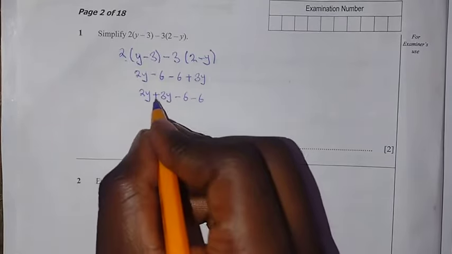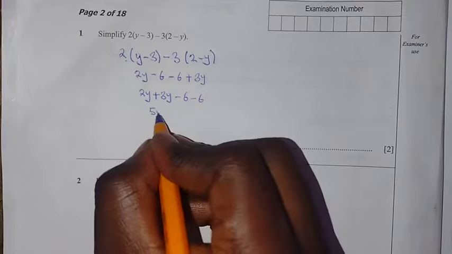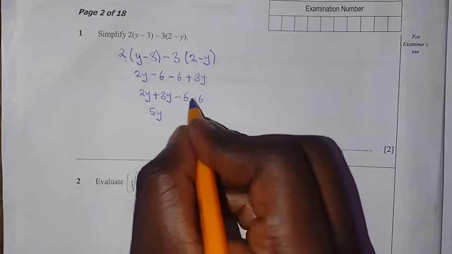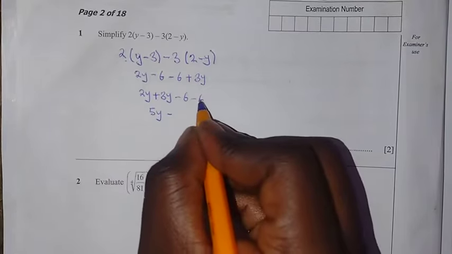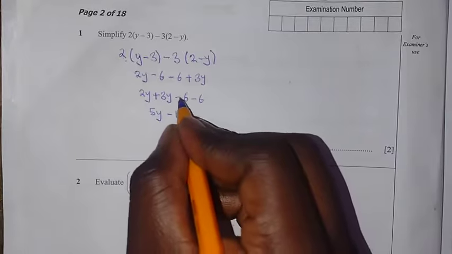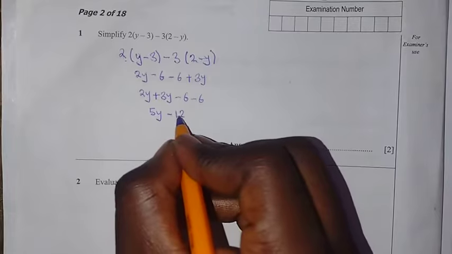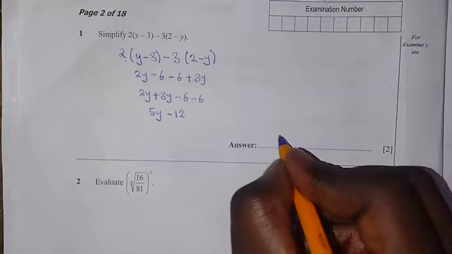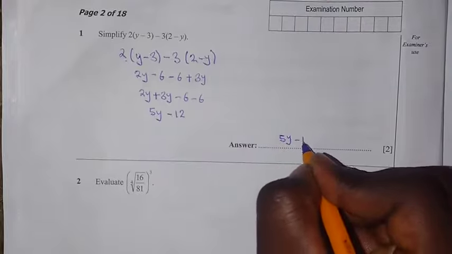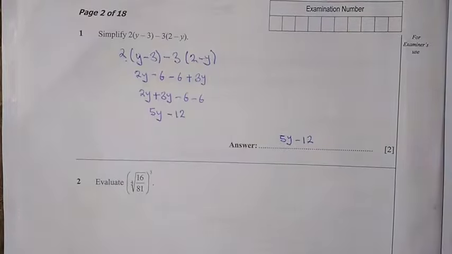From here, 2y plus 3y gives us 5y. Then same signs, you maintain the sign. 6 plus 6 is 12. So negative 6 minus 6 gives us negative 12. So our answer was 5y minus 12. So we have answered our question 1.